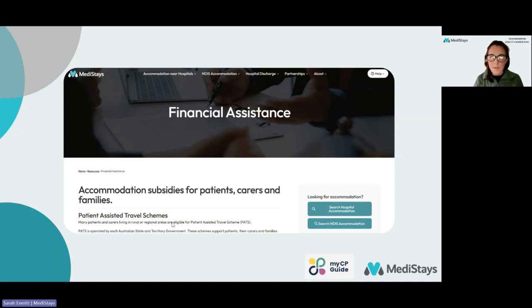But what we find, and the reason for sharing this today, is that most people contacting MediStays, and many who have been within the health and medical system for years and years, have never heard of these schemes. And so it plays a really important role in us educating our community about the patient assisted travel schemes, or PATS.